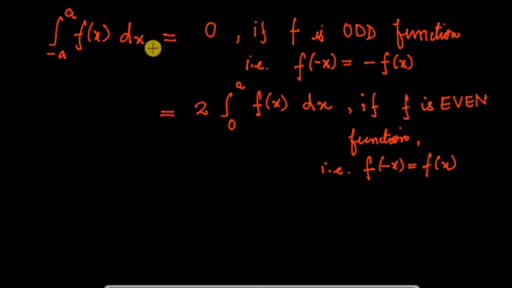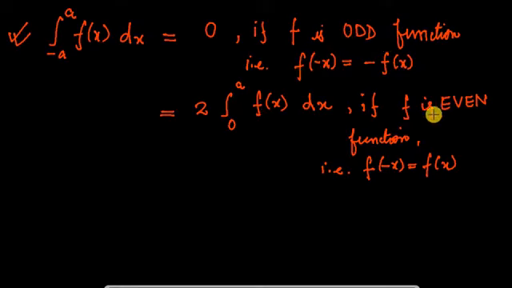Now we have to see another property of definite integral, which is this property. The integration of f(x) within limits minus a to a dx is equal to 0 if the function f is an odd function. Now what do we mean by odd function? By odd function we mean that this condition needs to be true. The condition is f of minus x should be equal to minus f of x. Okay, this is the condition for odd function.